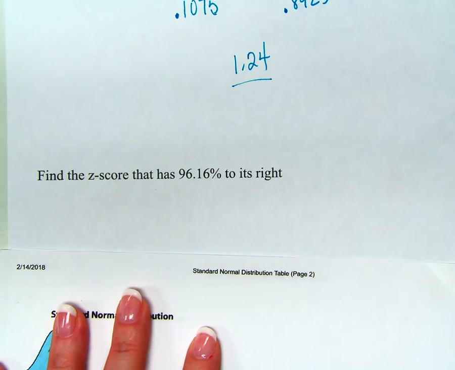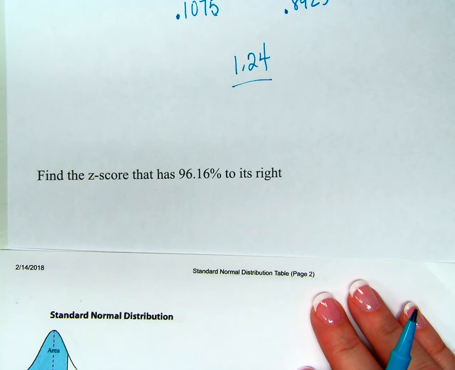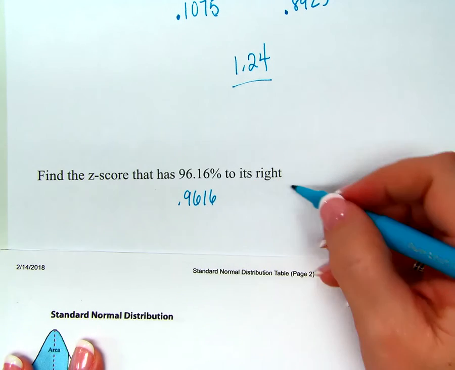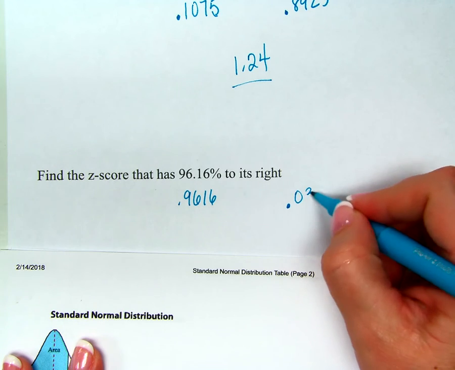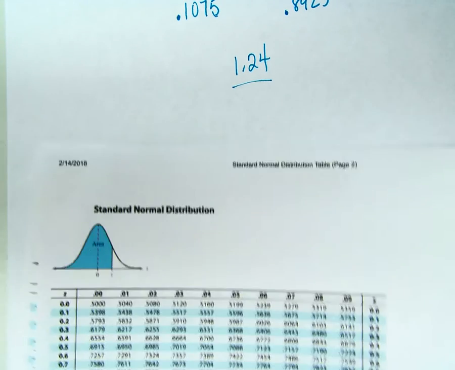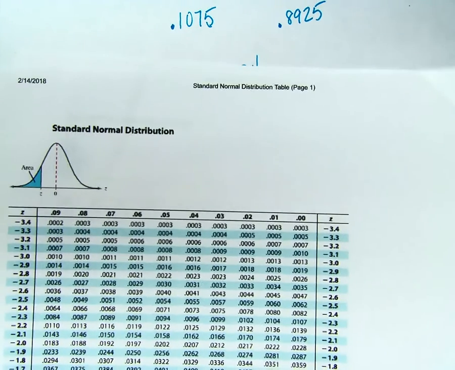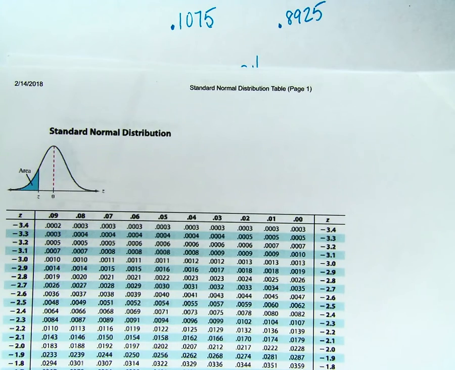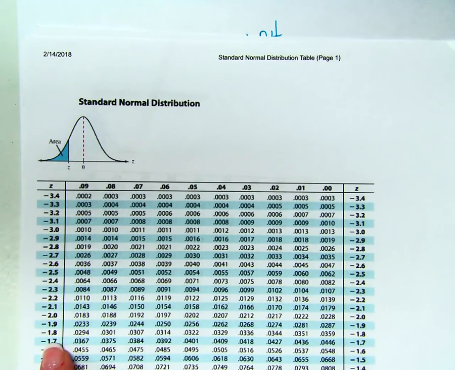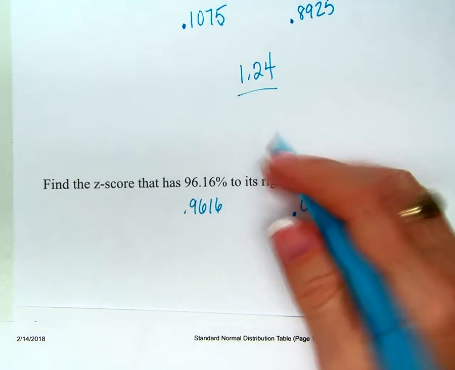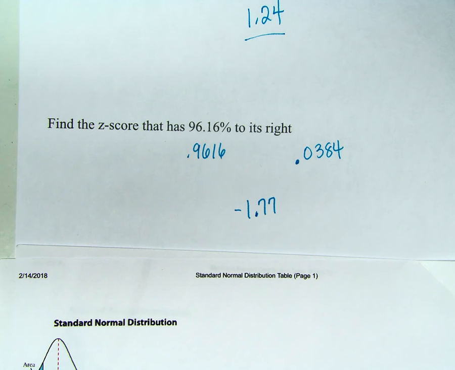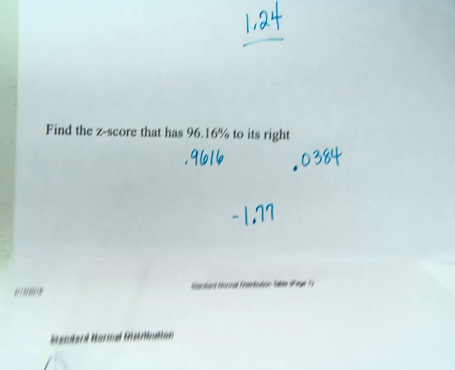Find the z-score that has 96.16 to its right. 0.9616 is on the right, so what's on the left? 0.0, oops, on the other one. 0.0384, right here. Negative 0.77. Yes? Any questions so far? Is that a no? Okay.